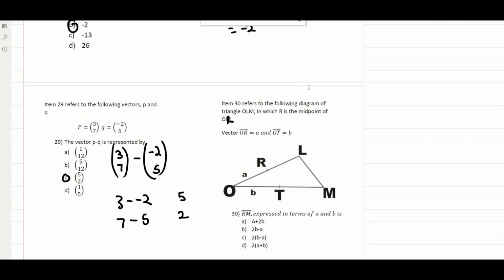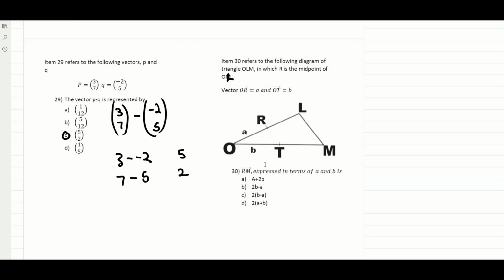Right, so this is OL. Vectors OR is A, and OT is B. They want to know what is RM. And R is the midpoint of OL, and T is the midpoint of OM.